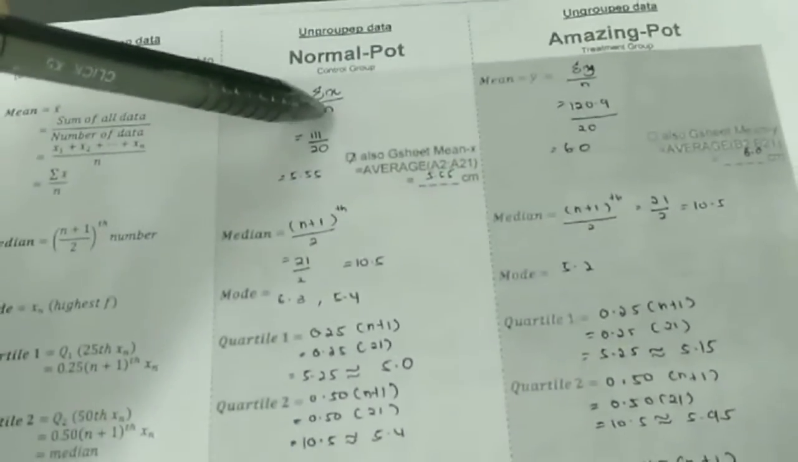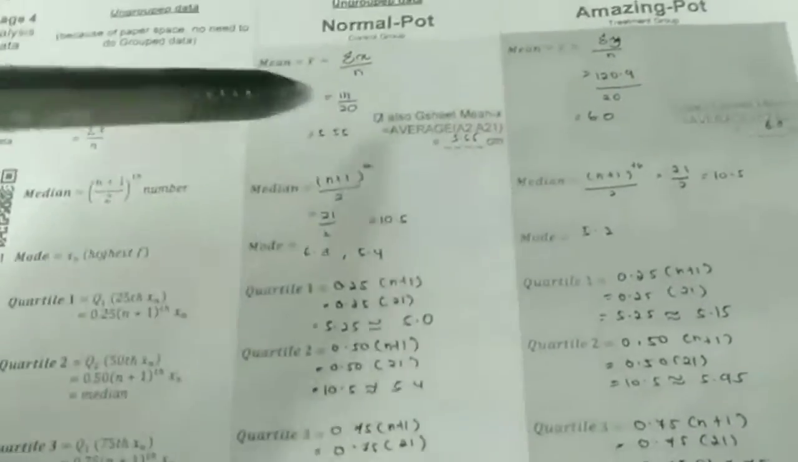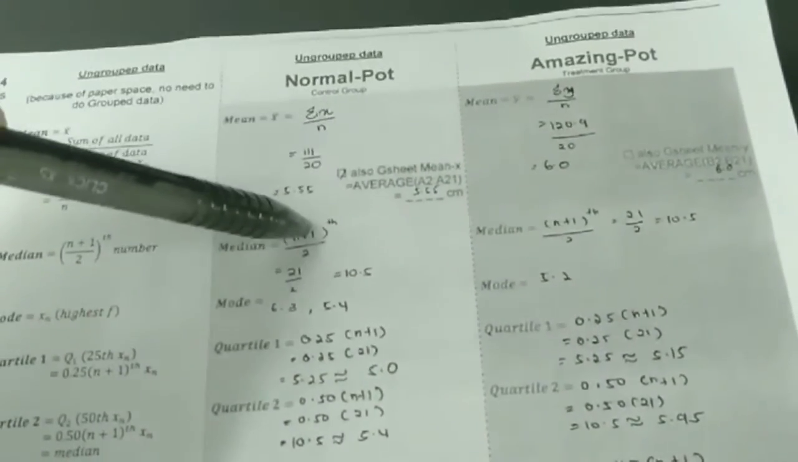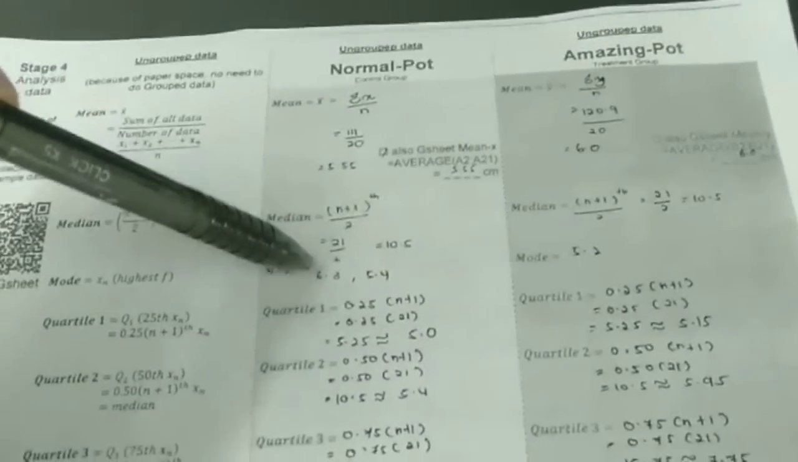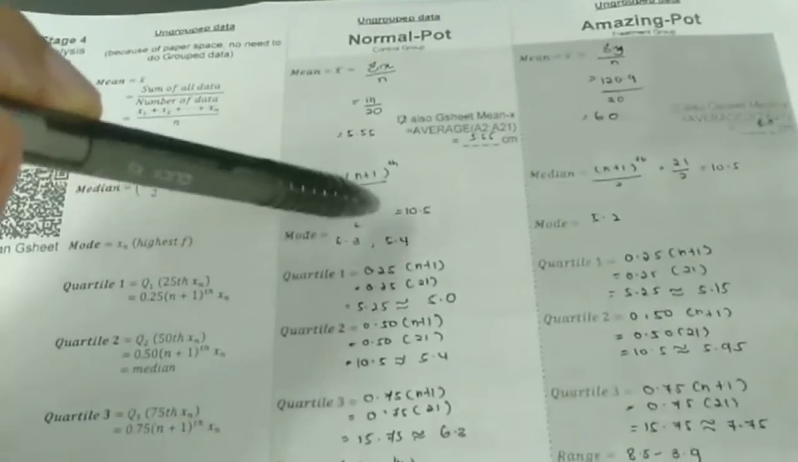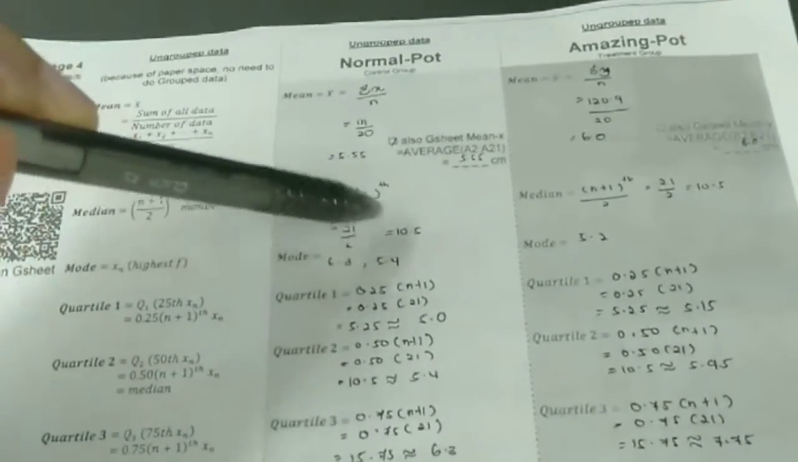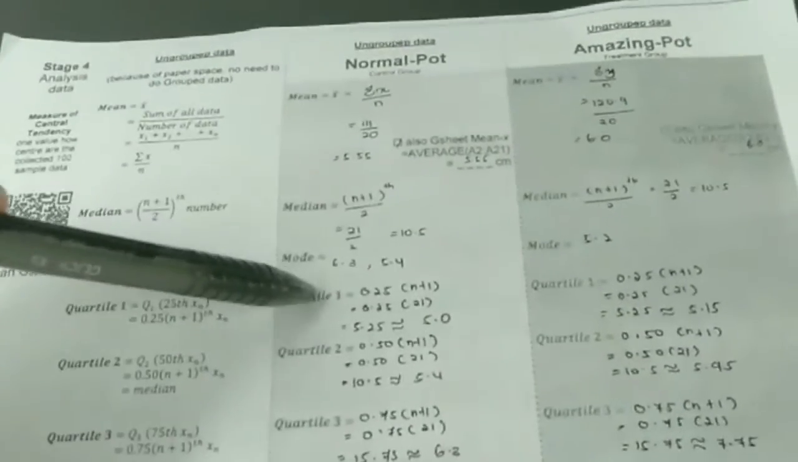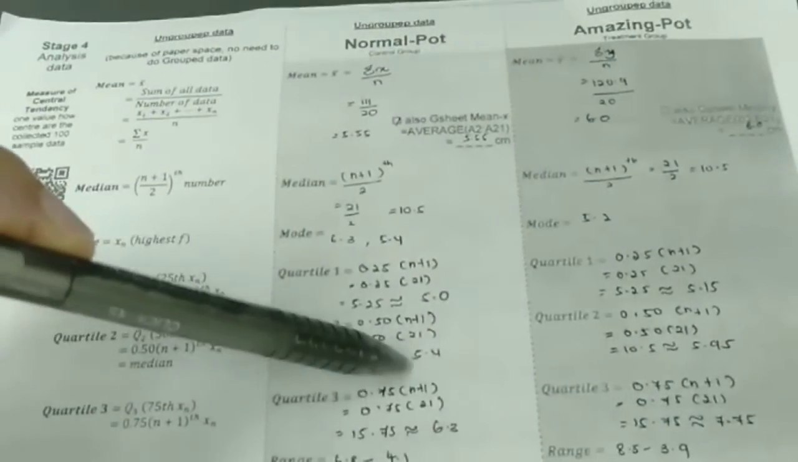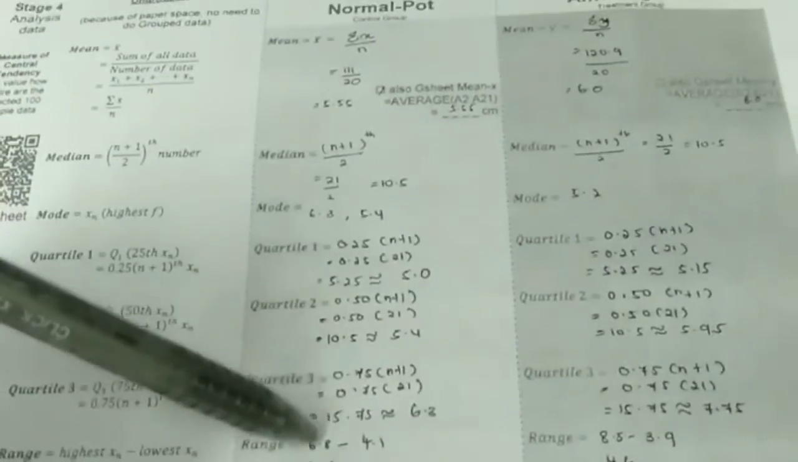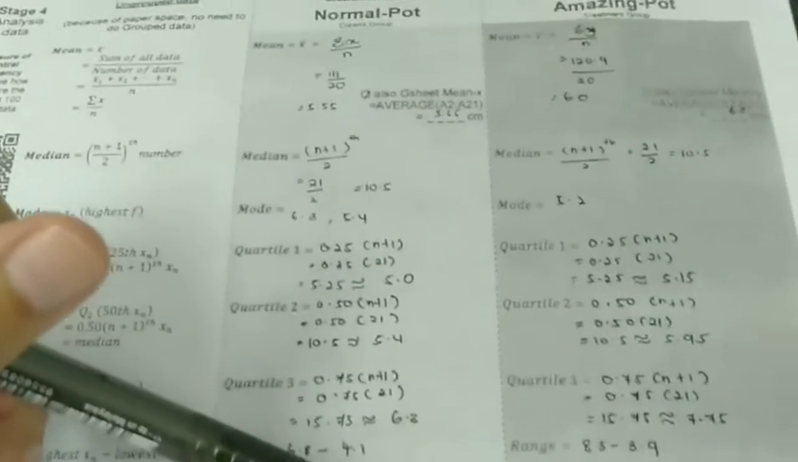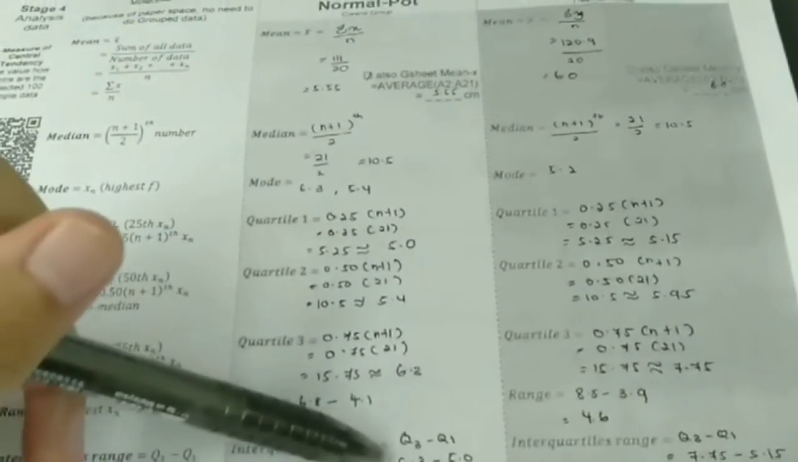First is this part, normal pot. That is the control group. The mean that I get from normal pot is 5.5, median 10.5, mode 5.4 and also 6.3. We get two because they have two data with the same highest frequency. Quarter 1, 2 and 3: 6.3, 5.4 and 5.0. The range: how we get the range is the highest data minus the lowest data. Interquartile range, quarter 3 minus quarter 1, we get 1.0.